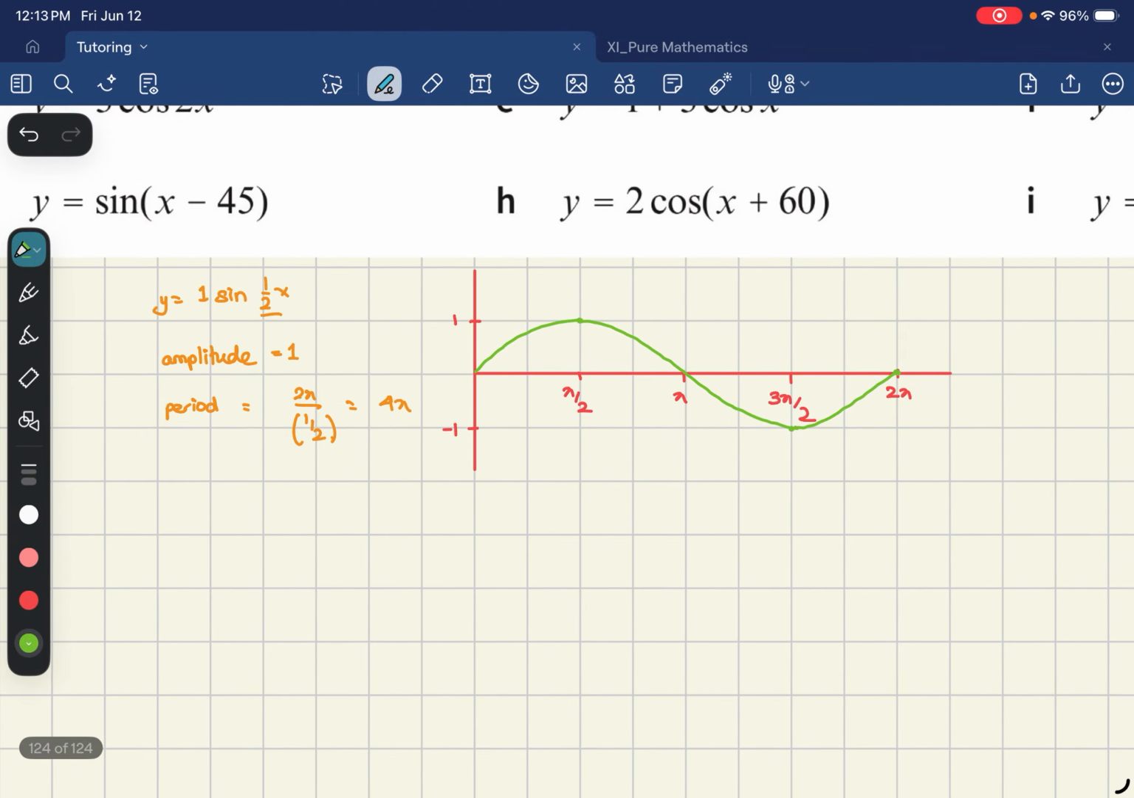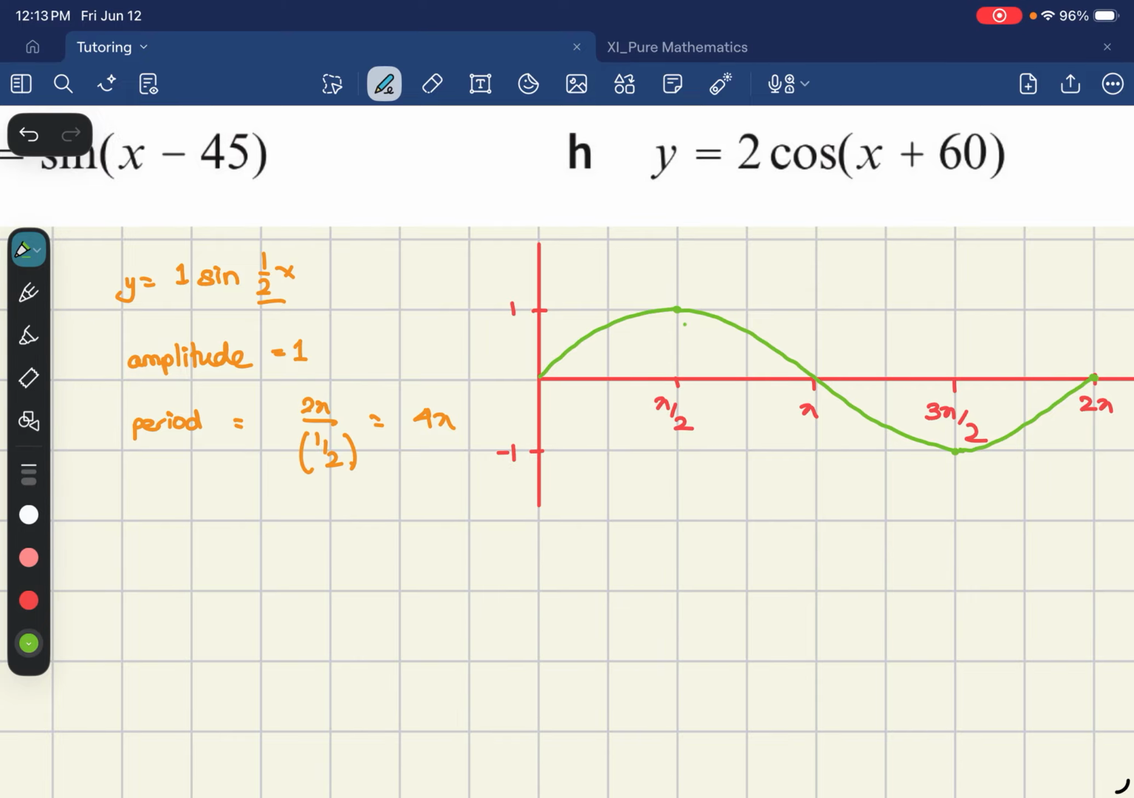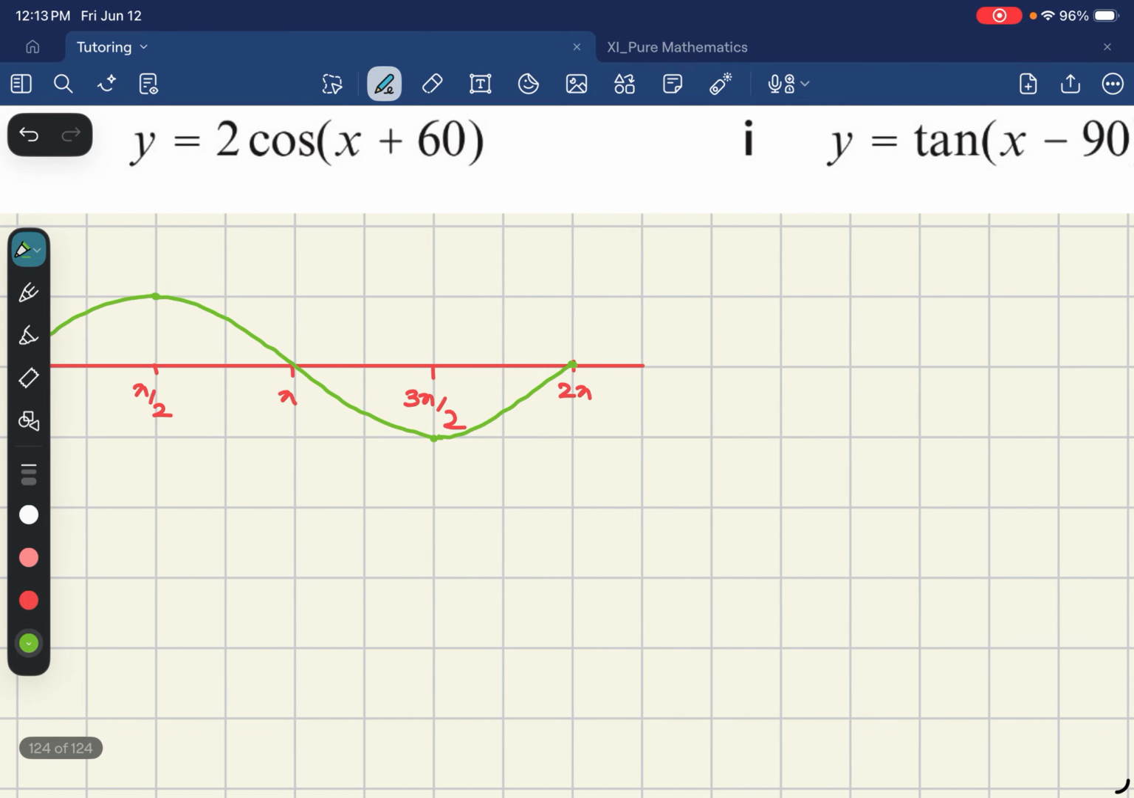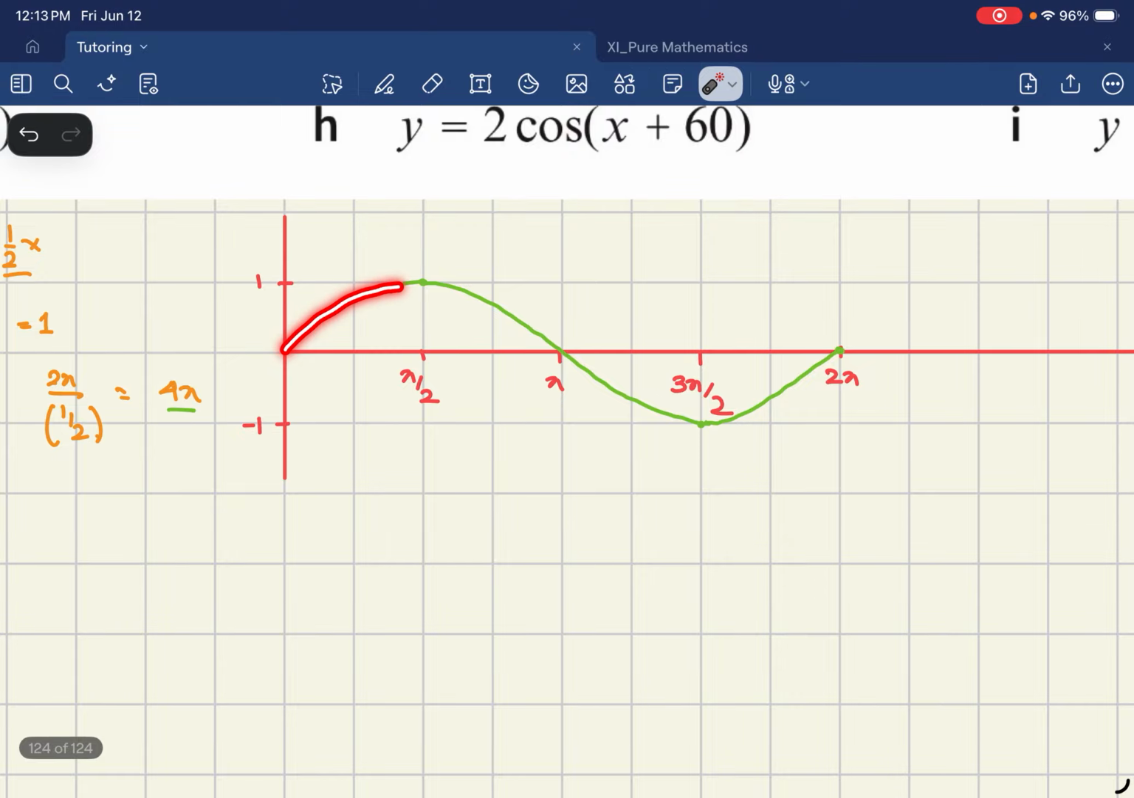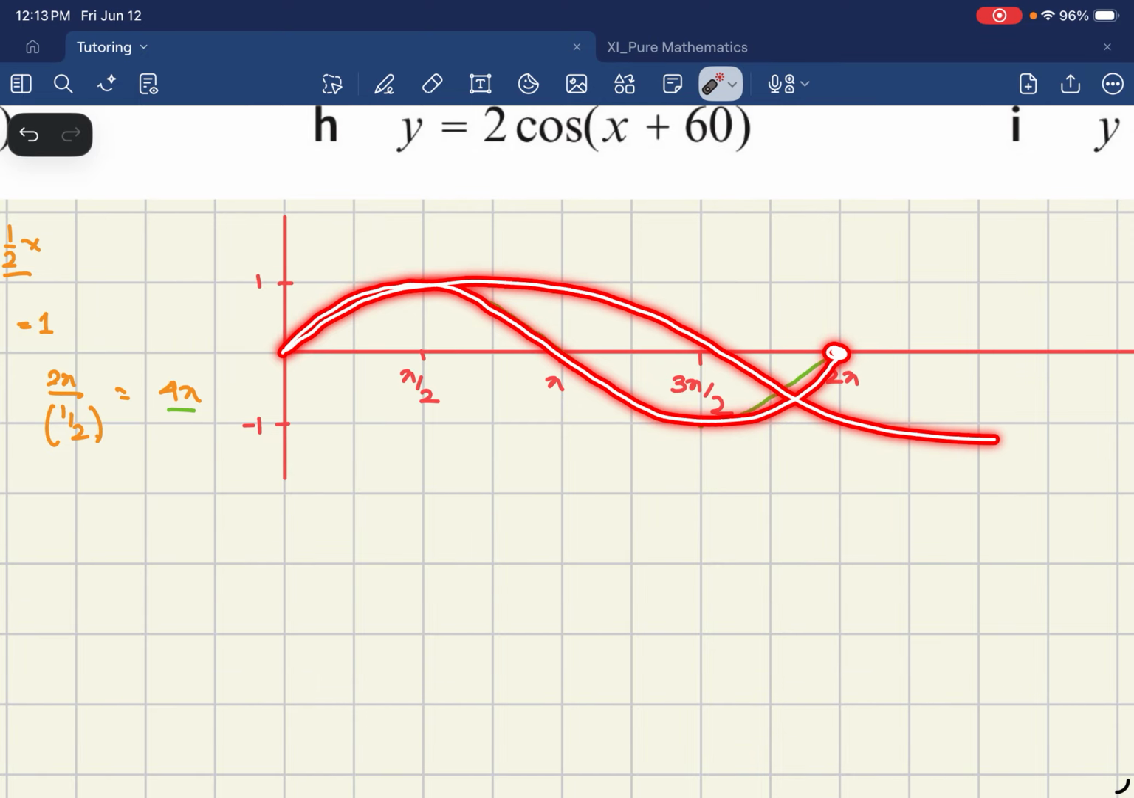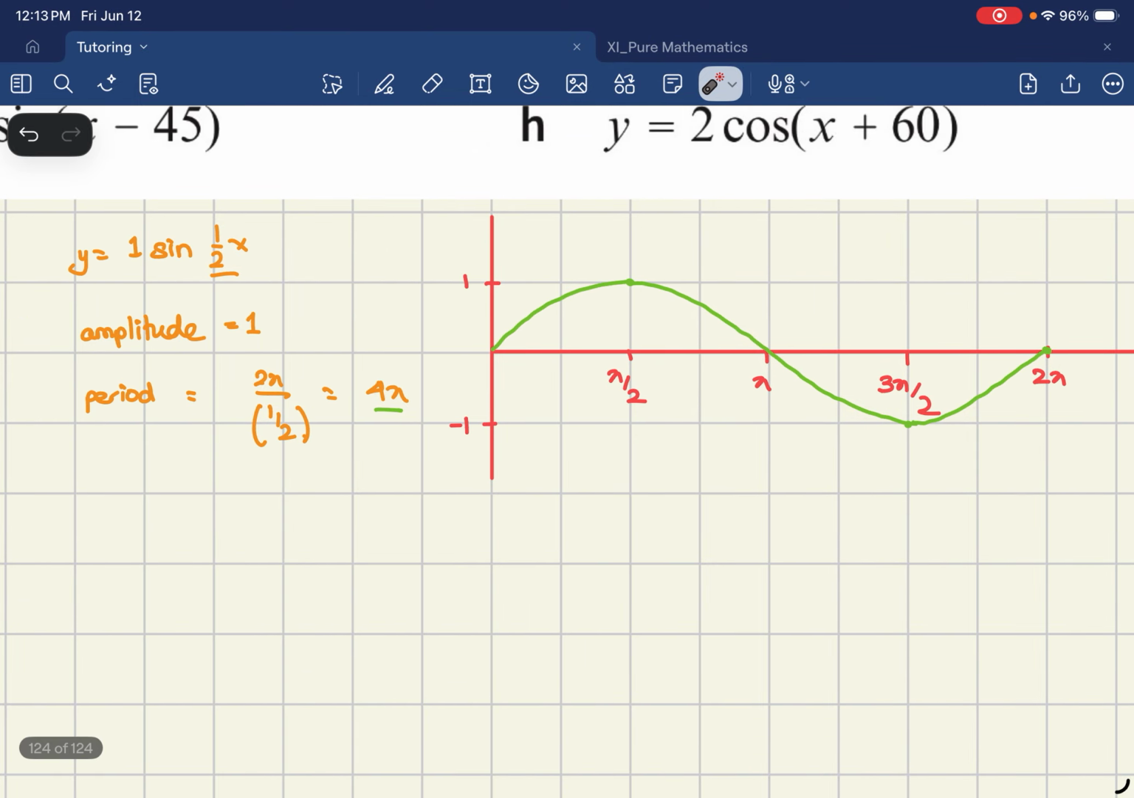So now, how do you draw this curve with the period 4 pi? Well, a period of 4 pi means that this one cycle, instead of ending at 2 pi, it should take up until 4 pi. So it's going to look something bigger, right?